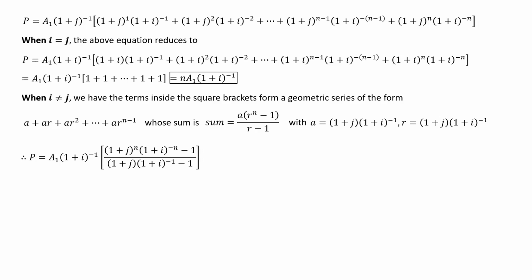But could we simplify the look of this? Yeah, check this out. Is this (1 + i) to the negative 1 the same as 1 over (1 + i)?